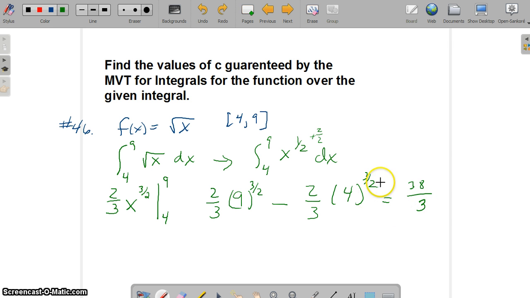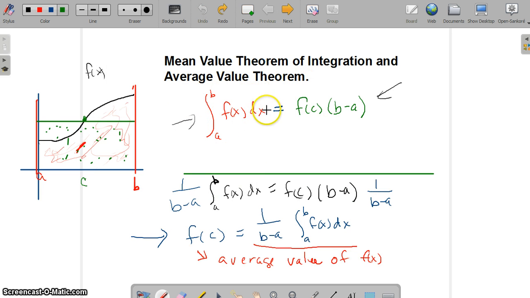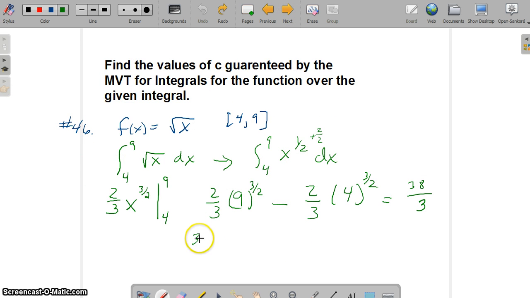Okay, now according to the mean value theorem, go back again, previous, this, which I just figured out was 38 over 3, equals f of c times b minus a. So 38 over 3 equals f of c, which is what I'm trying to figure out, I don't know what f of c is, times 5. How do I know that it's 5? B minus a, 9 minus 4 is 5. So I multiply both sides by 5.